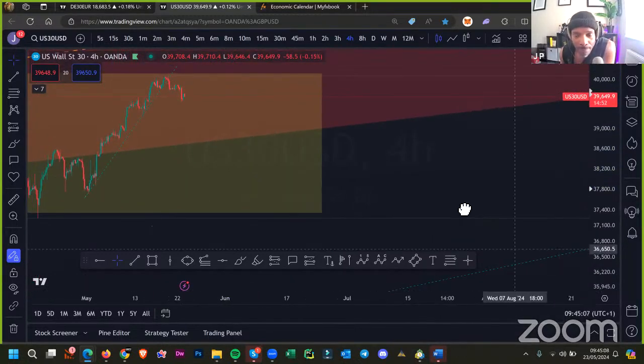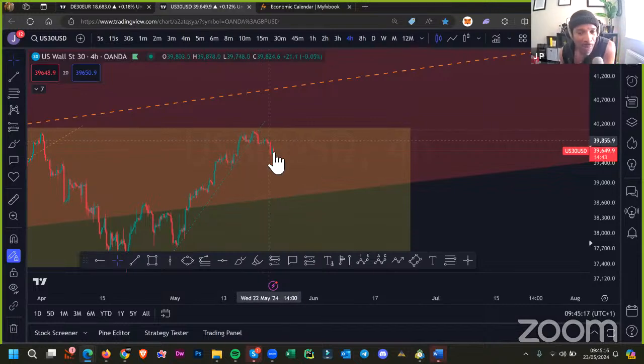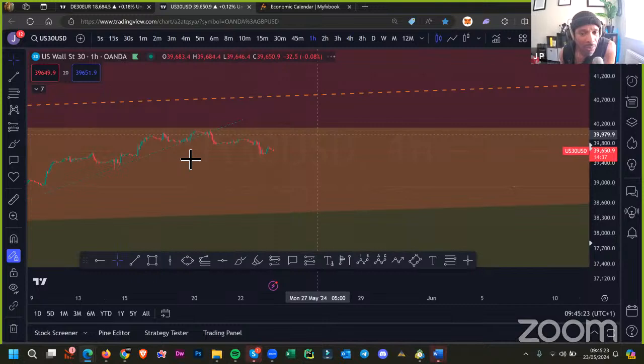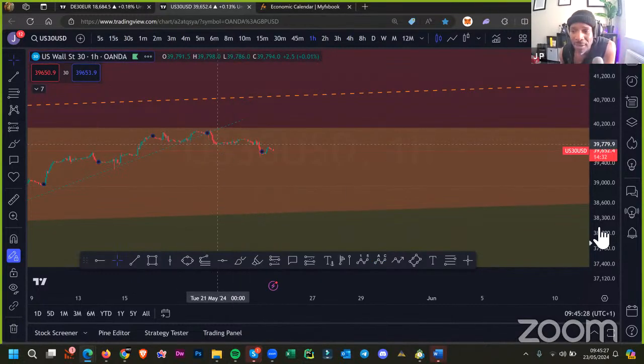Did it close over here? It didn't even quite close here. This would be the first kind of indication of a 4 hour time frame, so this would be correction right now. I'm waiting for continuation. On a smaller time frame, maybe we get a better closure over here. I mean, it's tight, but it might.